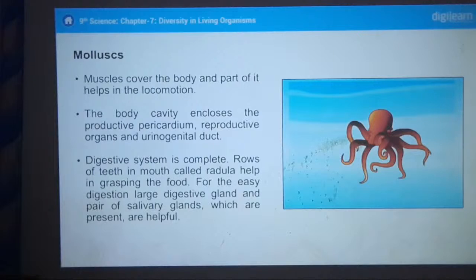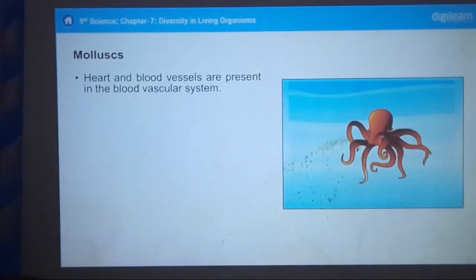Digestive system is complete with mouth, esophagus and anus. Mouth has a circular organ called radula, bearing rows of teeth helpful in grasping the food. A pair of salivary glands and a large digestive gland is present, which help in easy digestion. Respiration takes place through special structure called ctenidia. The blood vascular system consists of blood vessels and heart.